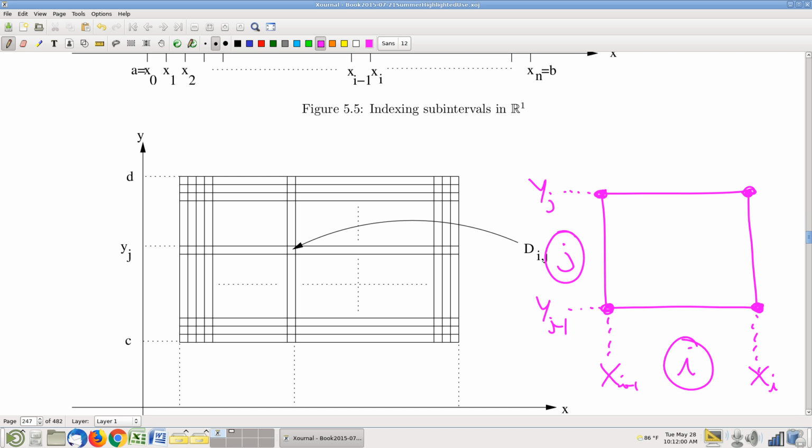By the way, you'll notice here that for notational convenience, I'm labeling this thing as D sub i comma j. You need two indices to define which sub-rectangle you're talking about, because that sub-rectangle corresponds to, well, which of the n slices are you in, if you will, along the x-axis, and likewise a second index j to tell you which of the n slices you're sitting inside of along the y-axis. So i for the x-axis, j for the y-axis.